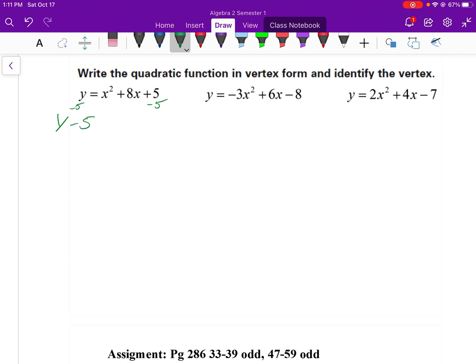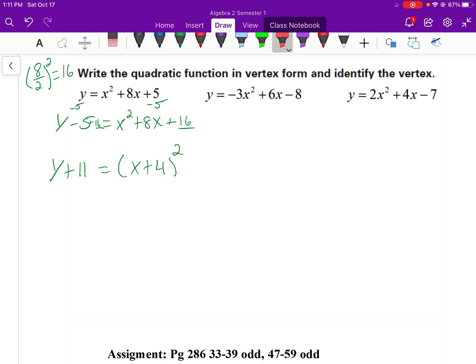So again, we still get the c value over. We're going to have y minus 5 is equal to x squared plus 8x. Okay, so we're going to add something to both sides. We're still taking half of that b value, so 8 over 2 squared, which is 4 squared, or 16. So we're adding 16 to both sides, so now we have y plus 11, when I do negative 5 plus 16, is equal to x plus 4 squared.